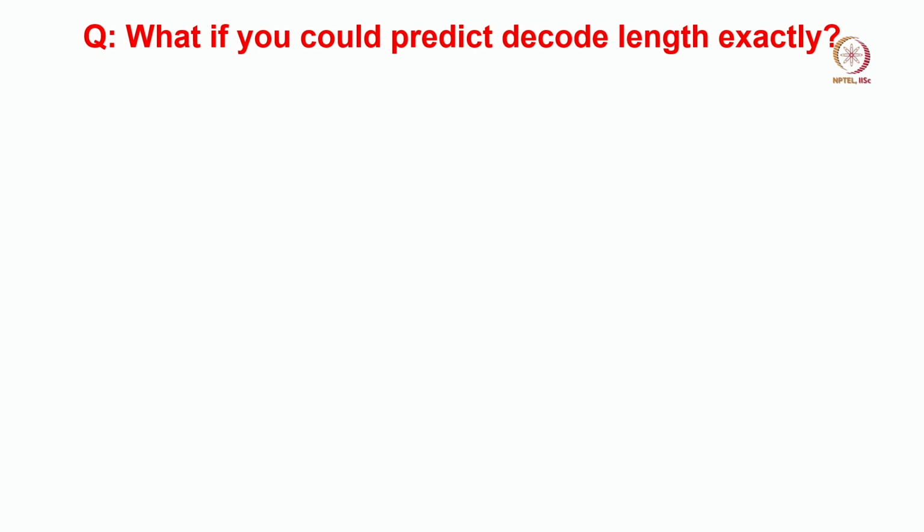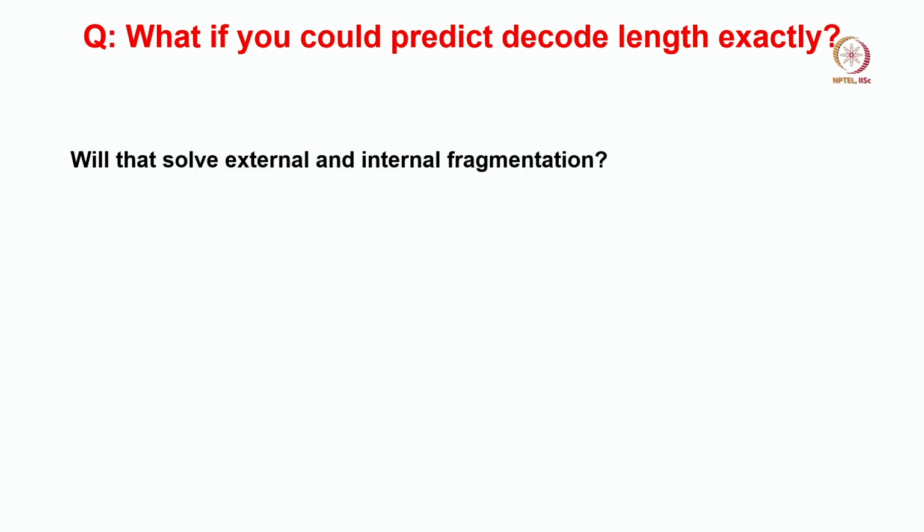I mean, you give a prompt and then we can say that, okay, with this prompt we will have 20 tokens in the decoding phase. That is good, but will that solve external and internal fragmentation? Yes, but will there be any other problem? Of course yes, otherwise this lecture would have ended. That is also not perfect.